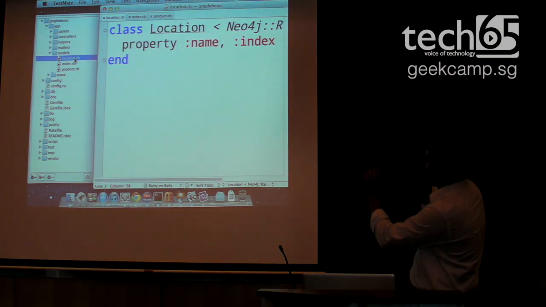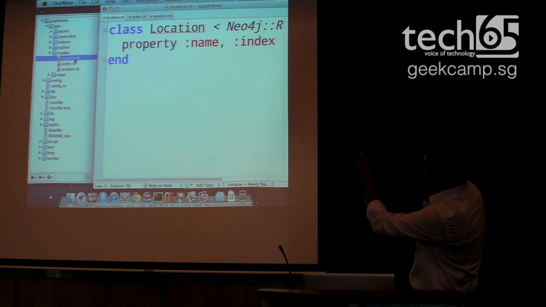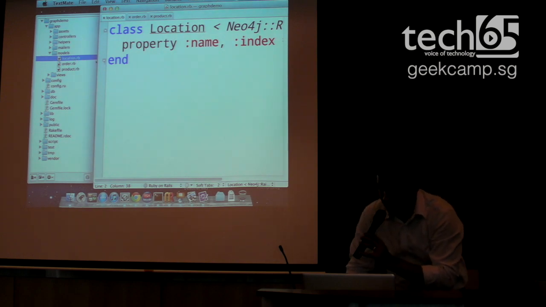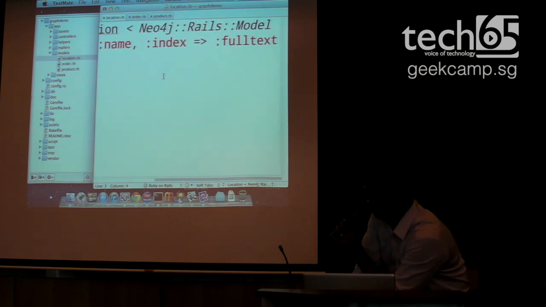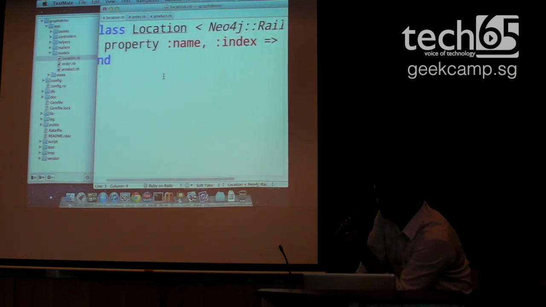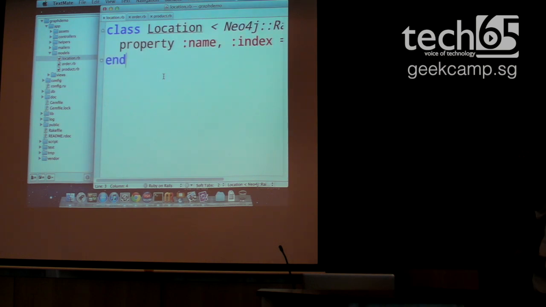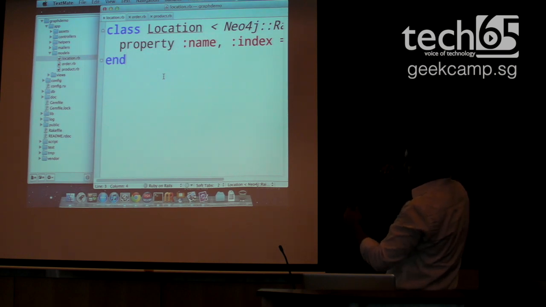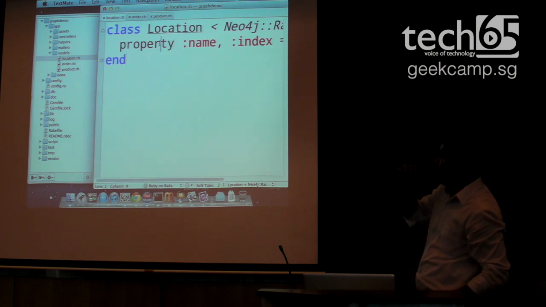But essentially, what we have is a location class. It extends from Neo4j Rails model. You can't see that. So it has a single property called name. It has a full text index as well, right there. So that's basically how you define an entity or a node if you're using Neo4j from the Rails side. So quite simple. You define the name of your model. It extends from one class, and then you have to explicitly define the properties that you have.